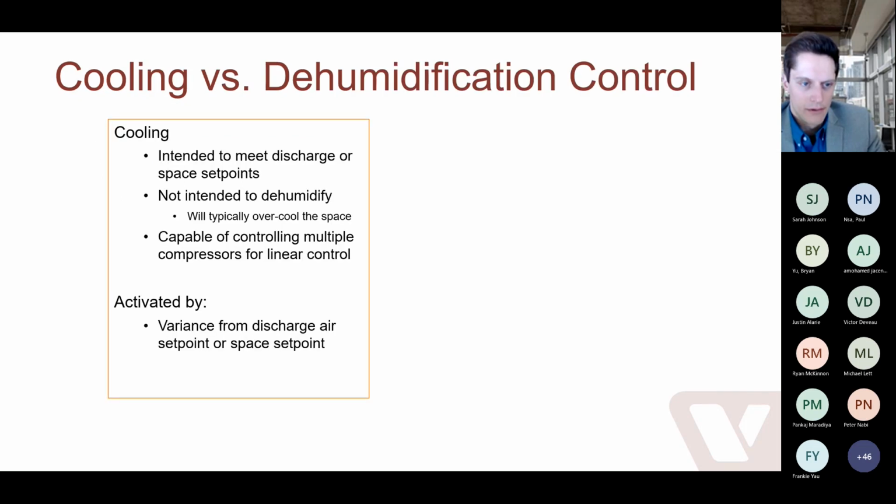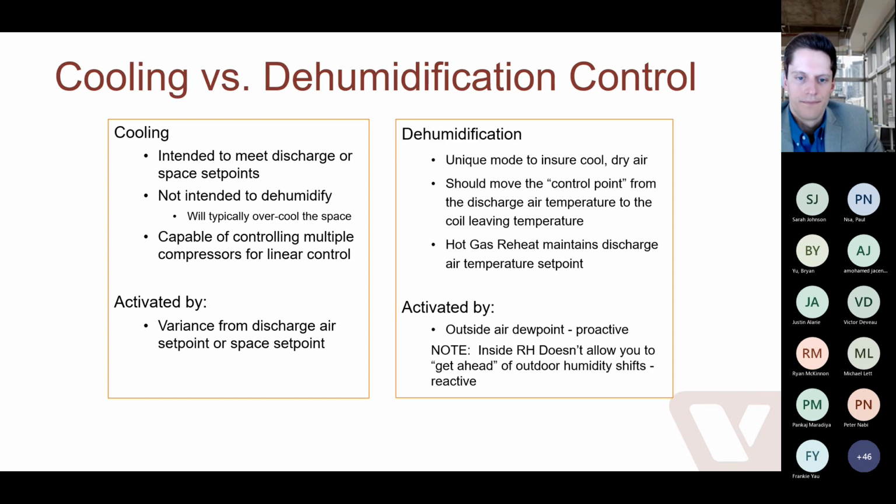So just a reminder, cooling mode is different than dehumidification mode. Really in cooling, all we're trying to do is meet our discharge air temperature set point, or it might be a space temperature set point, but that's really it. And sometimes you have to control multiple compressors if it's some part load condition, and your trigger is either discharge air or space air temperature set point.